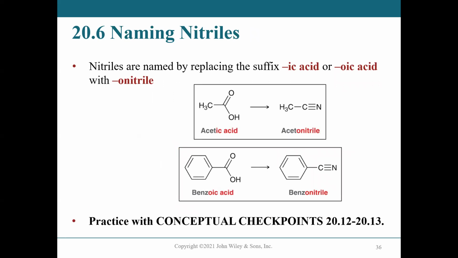Nitriles are named by replacing the suffix -ic acid or -oic acid with -onitrile. So acetonitrile, and then we have benzonitrile.